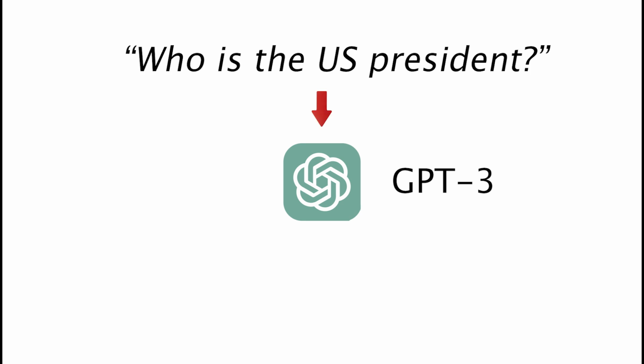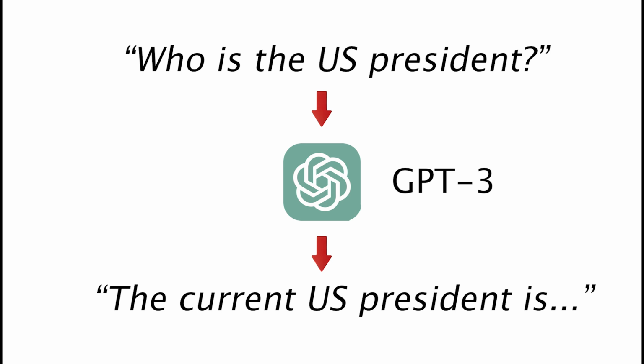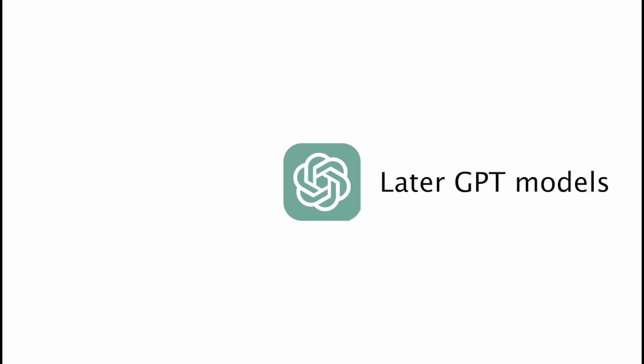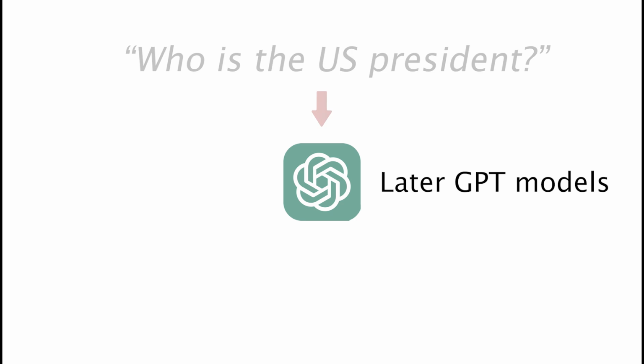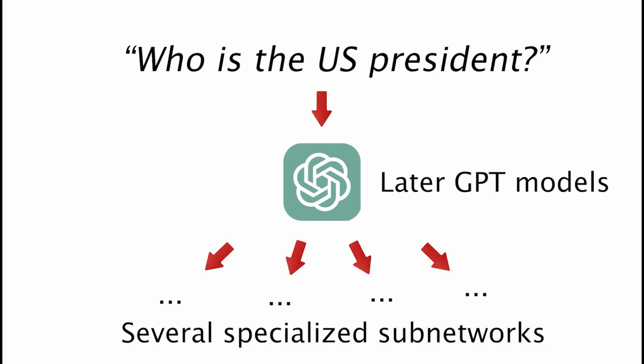GPT-3 is a monolithic model, meaning that when you give it a prompt, you activate the entire network to get a response. The latest models, however, use a mixture of experts architecture. That is, instead of one giant network, they have several specialized subnetworks inside of them, and a smart router only calls on the specific experts needed to handle the nature of your prompt.